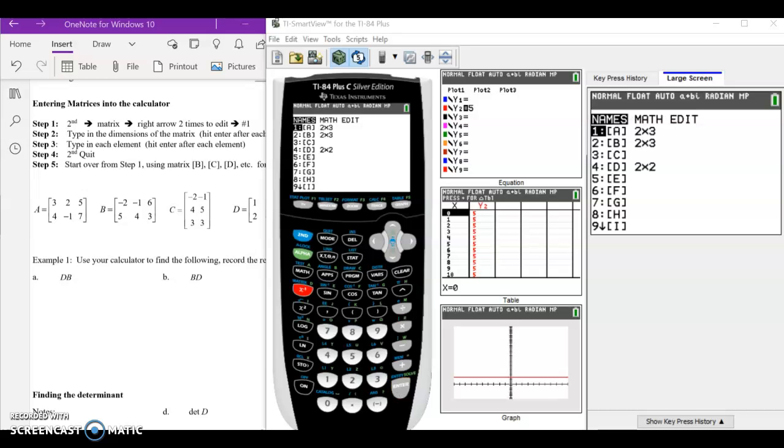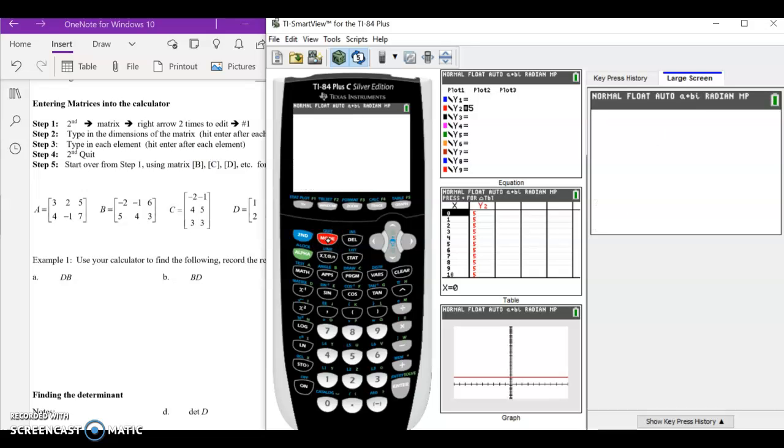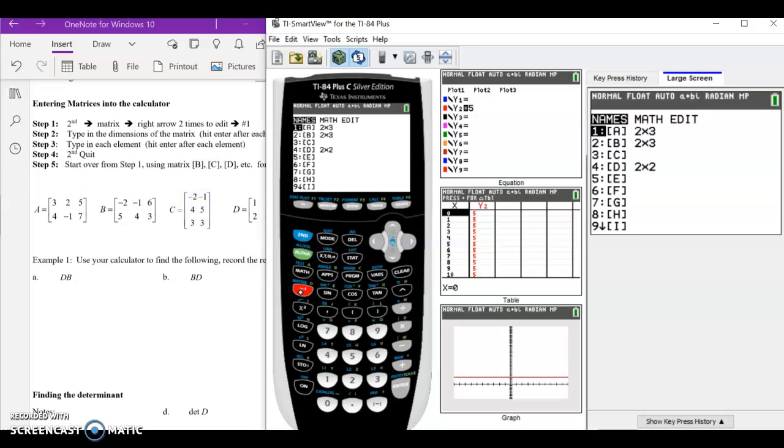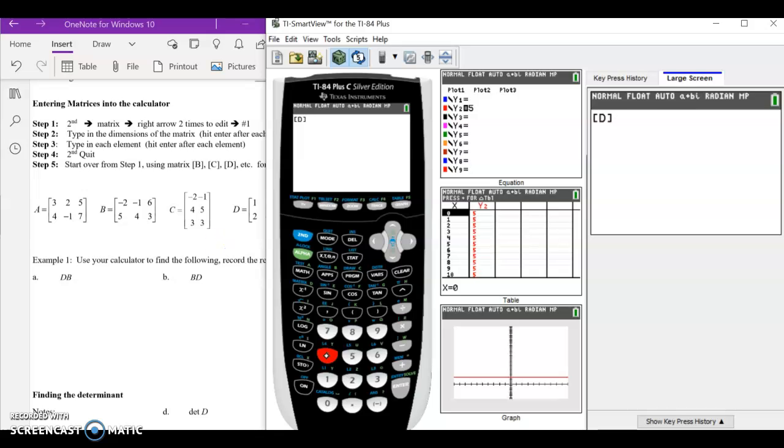By now, all of your different matrices should be in your calculator. To actually do a problem like example 1A, you're going to quit out of your matrix, whatever one you're in, so you have your normal home screen. Then to enter something like D times B, you're going to go second matrix, go down to D, and it should pop up as matrix D there. Then you're going to do second matrix and go down to B and hit enter. When you hit enter, your calculator will do all of the matrix multiplication and give you your answer there.